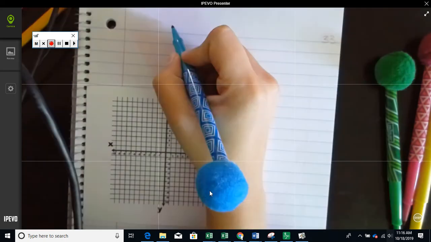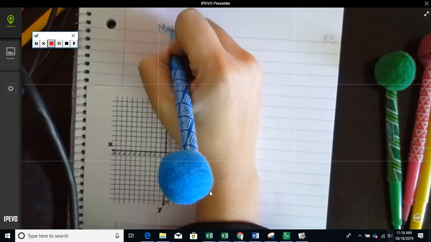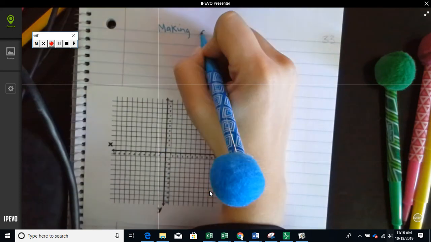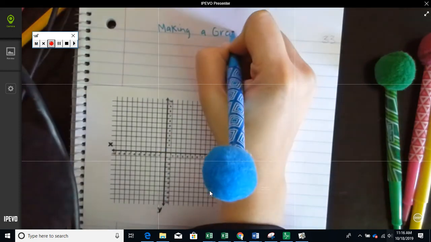Teacher problems. Just kidding. All right, making a graph. We're going to make a graph.